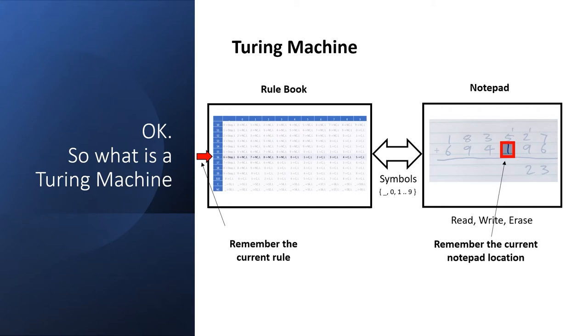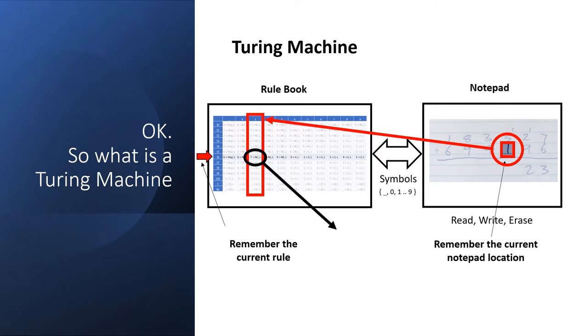Next, I look at all the possible rules that could apply to me while I'm in S6, and then I read the 1 from the notepad and select the 1 column in the rulebook. This gives me the behavior, which tells me to write a 7 on the notepad, move to the non-carry state, and then finally change my position on the notepad. Don't worry too much about the complexity of the rulebook at this stage. I'll come back to that later.